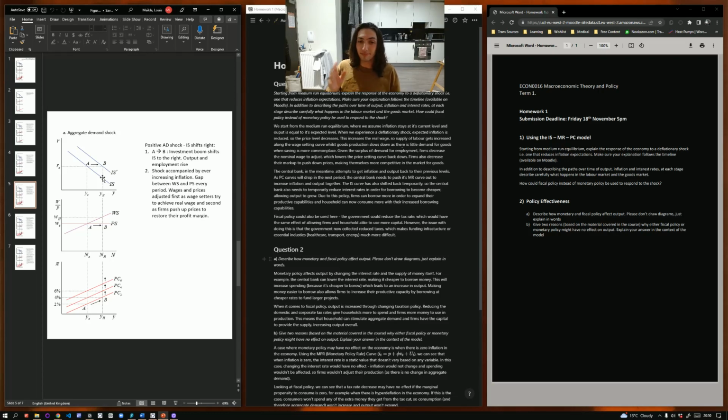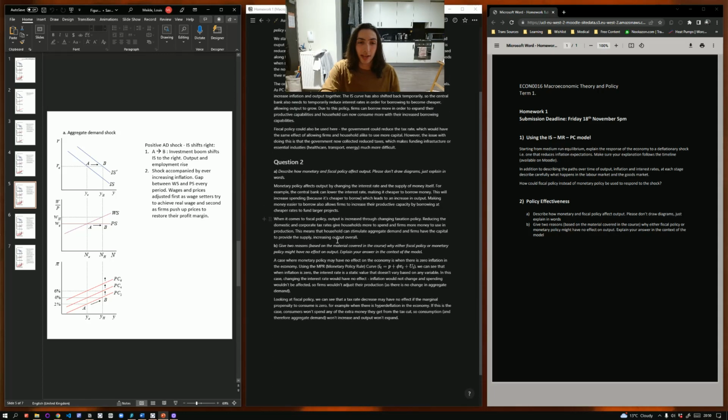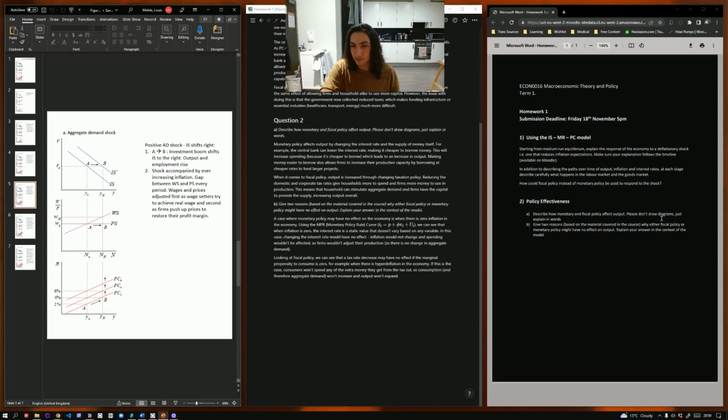Hopefully that was clear. Now let's look at question 2. Describe how monetary and fiscal policy affect output. Please don't draw diagrams, just explain it in words.